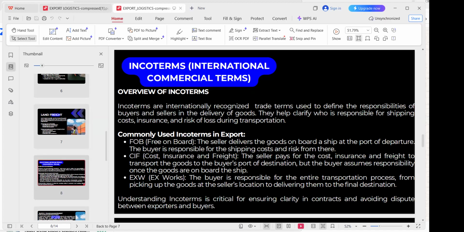We have the ex-works. This Incoterm is a very simple way to transfer ownership of products to the buyer as soon as they are ready to be picked up at the seller's storage location. However, the buyer bears all the transportation and insurance costs for moving the goods from the seller's storage location to the destination. Understanding Incoterms is critical for ensuring clarity in contracts and avoiding disputes between exporters and buyers.